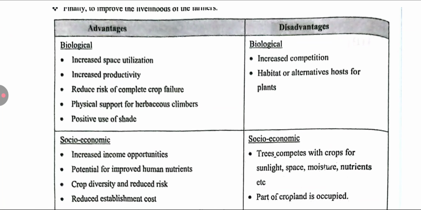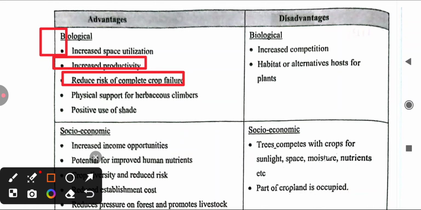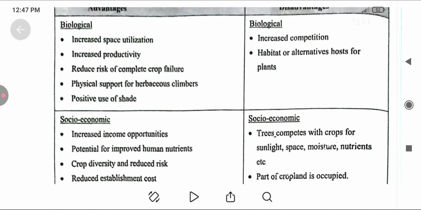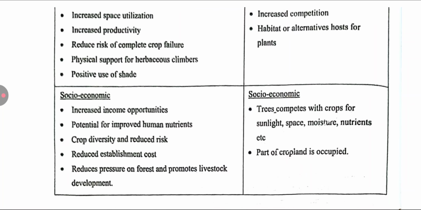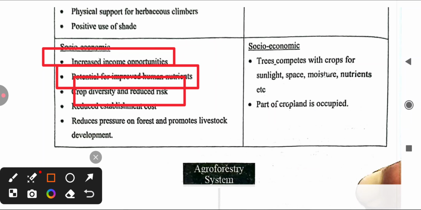Advantage and disadvantage. So advantages: increase space utilization and increase productivity, reduce risk of complete crop failure, physical support for herbaceous climber, positive use of the site. Then socio-economic and biological. In socio-economic: increase income opportunities, potential for improved human nutrients, then crop diversity and reduced establishment cost and reduce pressure on forest and promote livestock development.